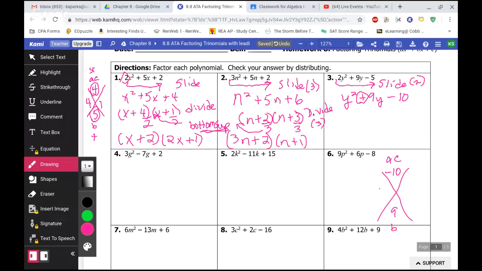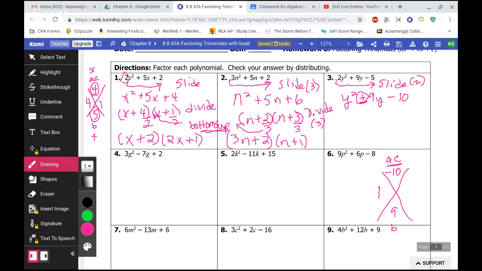One and 9? Wait, no, that doesn't make sense. They multiply to give me a negative 10. Remember, the multiplication is the top. Would it be a positive 1 and a negative 10? It'd be the other way around because the bigger one has to be positive.